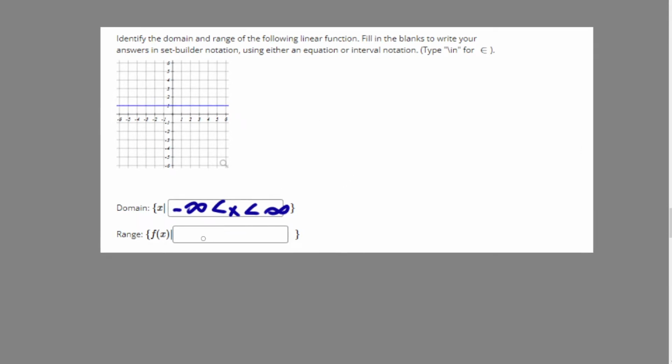And then for the range, it doesn't change from 1. So we'll just do 1 for the range. I think that should work. Actually, I think you might need to do y is equal to 1.